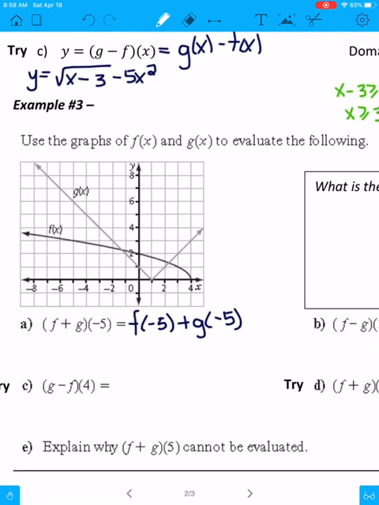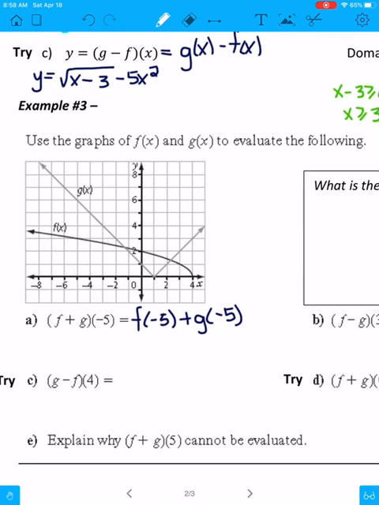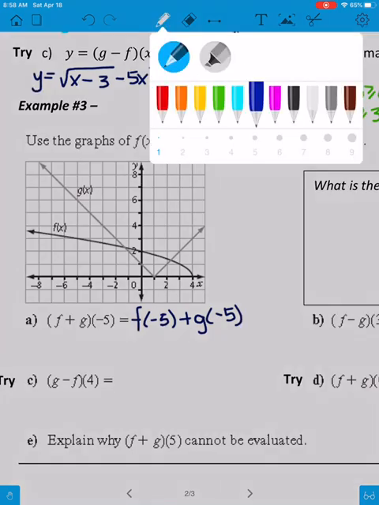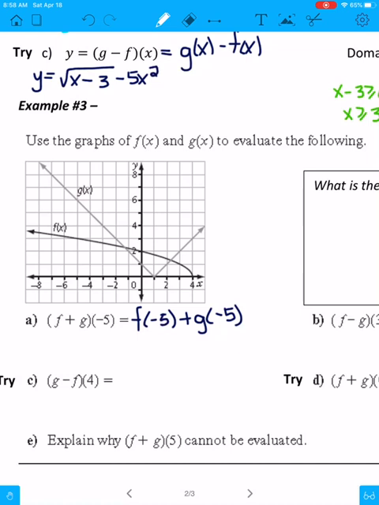Although people find these harder, they're easier. They gave you the y values. You just have to find them off the graph. So I need to find f of negative 5. So I go to negative 5 on the x. I follow it up to f. And f of negative 5, I look for its y value that correlates, is 3. See? So at f of negative 5, my y value is 3. So I put a 3 in here.